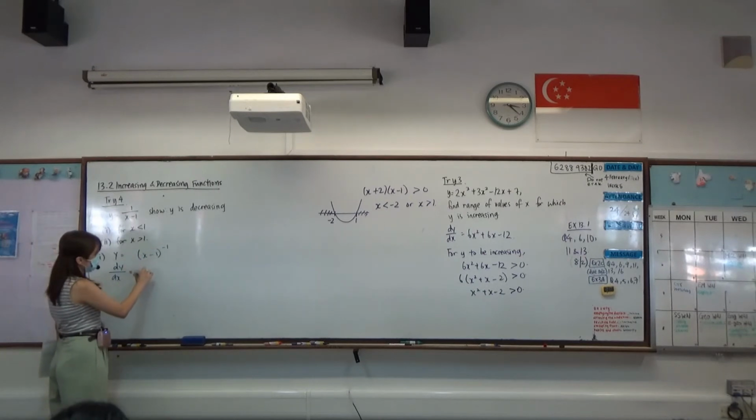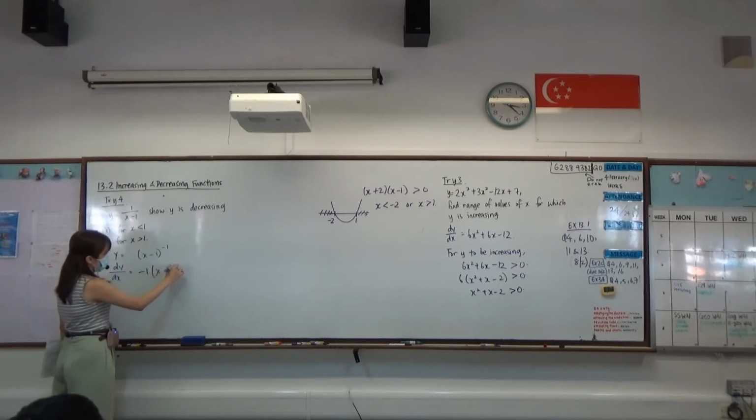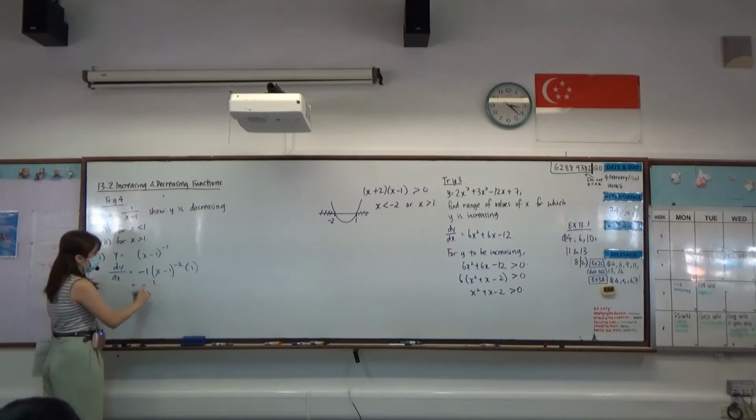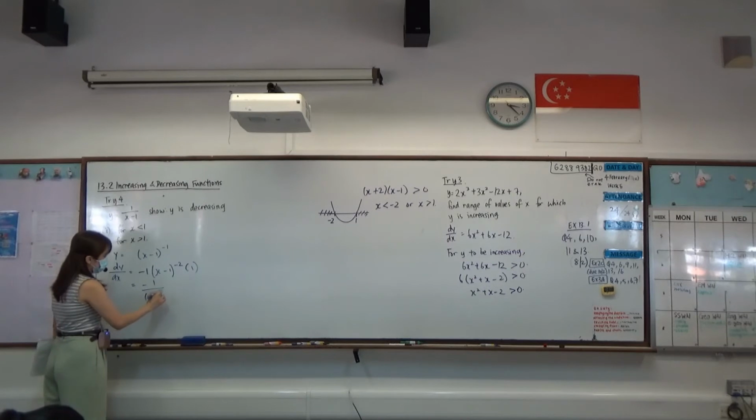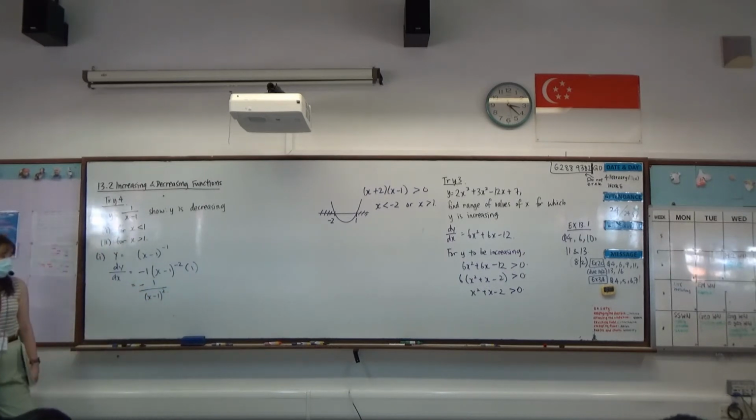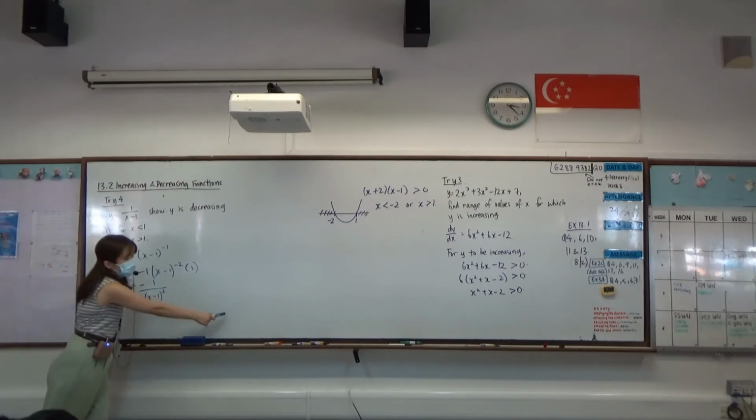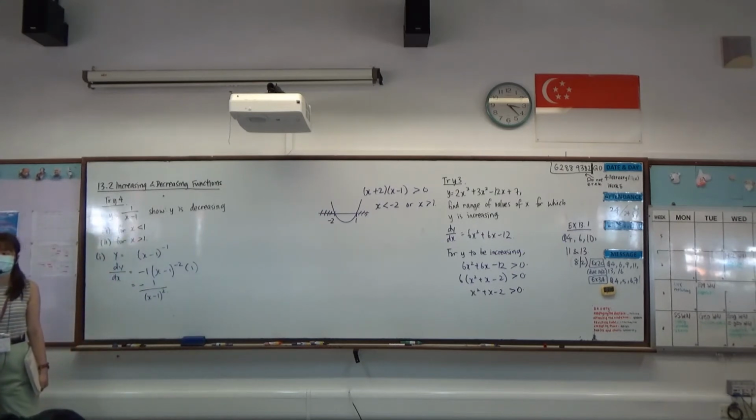Okay, so bring down -1. Power become -2. Inside differentiate become 1. Sometimes as we get more powers and more skills, we tend to think very complicatedly. So always fall back to basics. So this is our dy over dx. Now we want to show that y is decreasing for this. So our objective at the end is to have dy over dx less than 0.